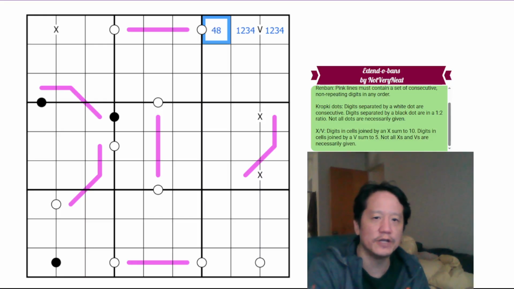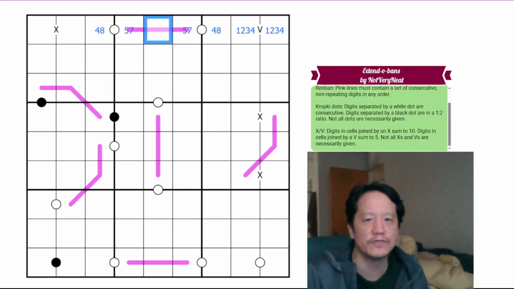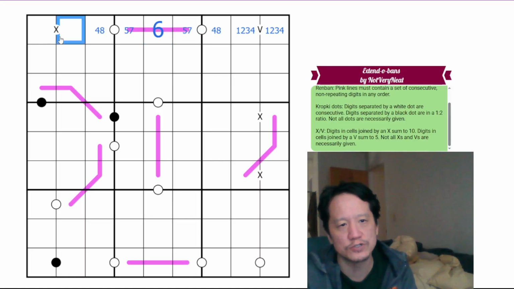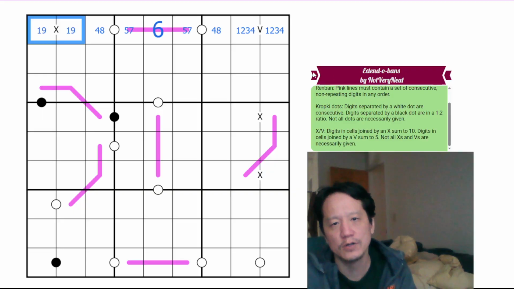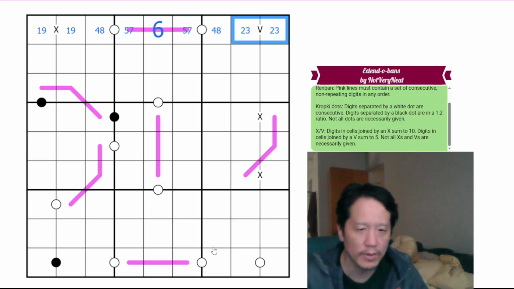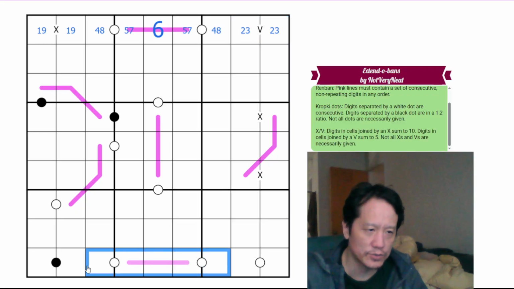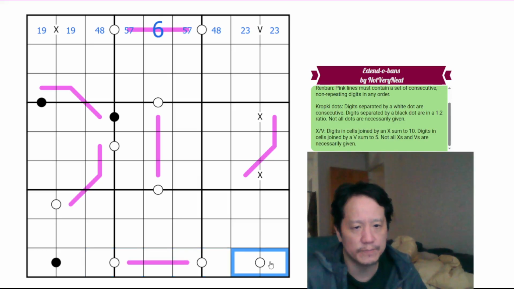So we have 4, 8 here, 4, 8 here, which is consecutive with 5 and 7, 5 and 7, and this must be 6, which forces this to be a 1, 9 pair here. And therefore this can't be 1 or 4, it's 2 and 3. Now this is interesting. These two digits are consecutive with each other.